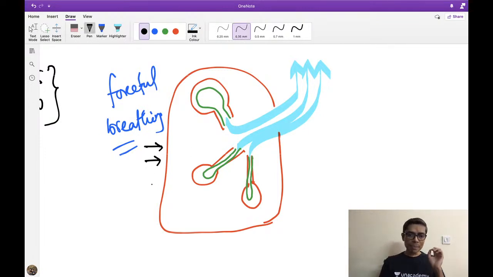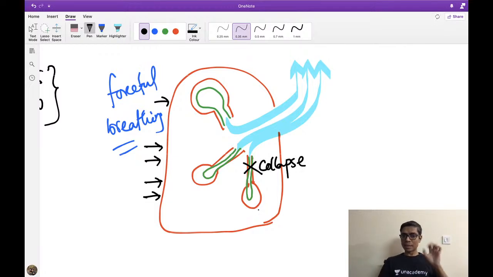So if I maintain this forceful expiration, I am not releasing the expiration, I am maintaining the forceful expiration like this. What will happen? One point will reach where the diameter of these basal bronchioles will be so small that it will collapse. This is a normal phenomenon. When the basal alveoli collapse, after that the middle part alveoli will collapse, and after that the apical alveoli will collapse.